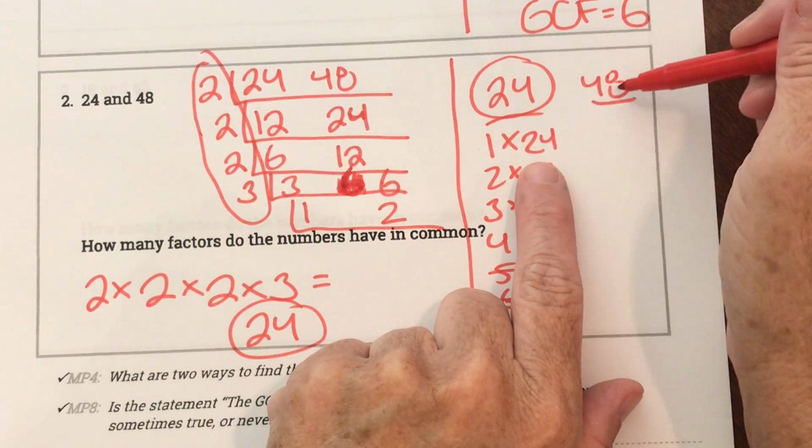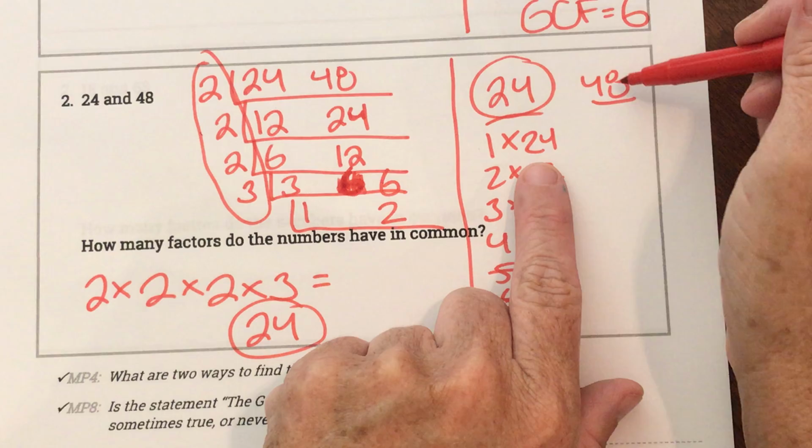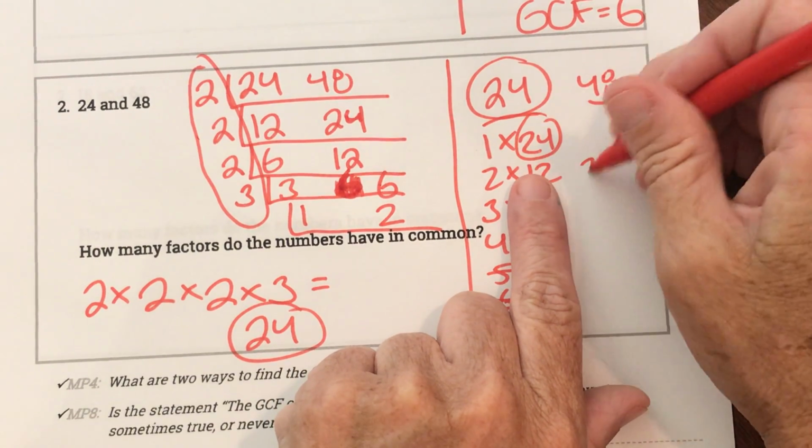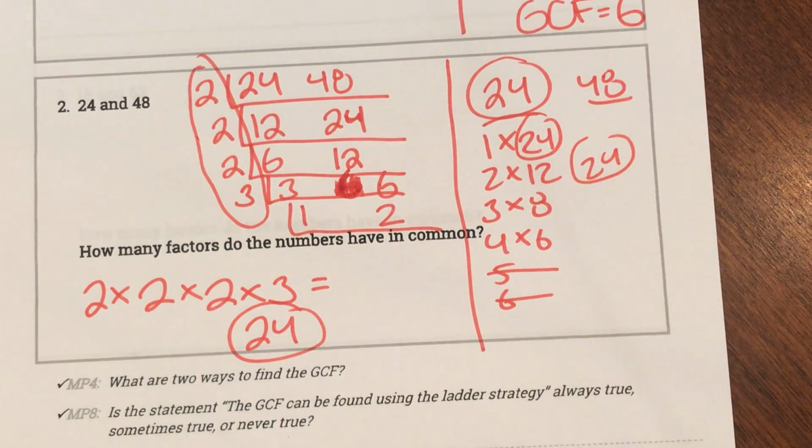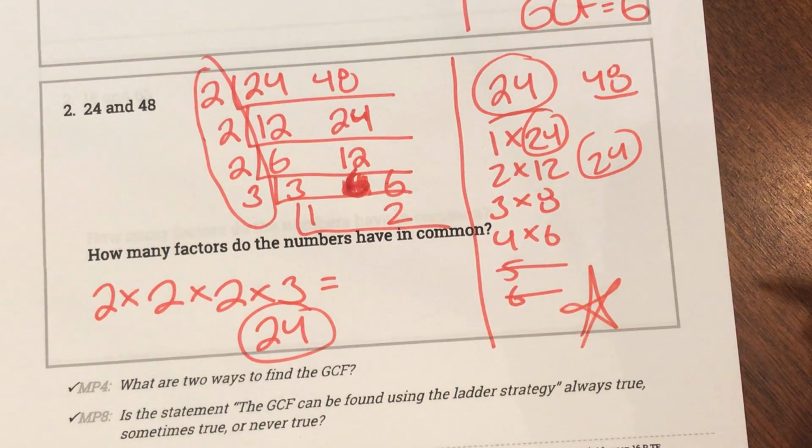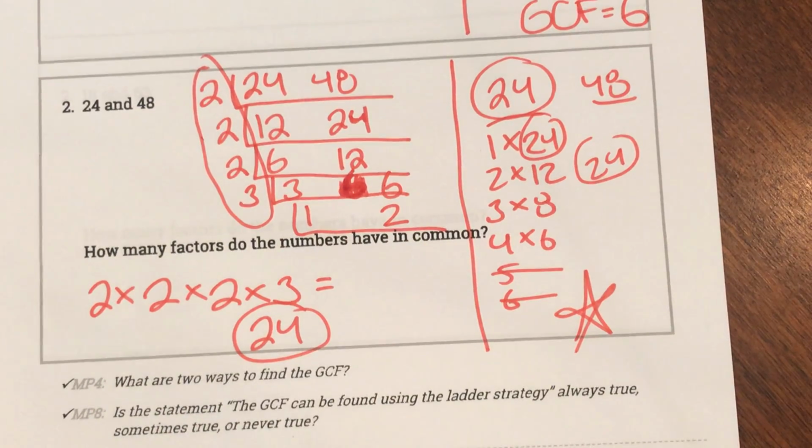So I first check 24. Does 24 fit perfectly into 48? Yes. So that's my answer. So this is the strategy I really like, but this strategy works as well. Okay, let's try some together.